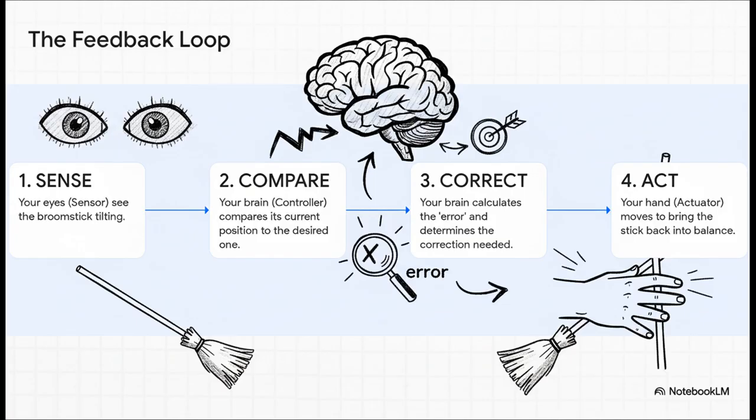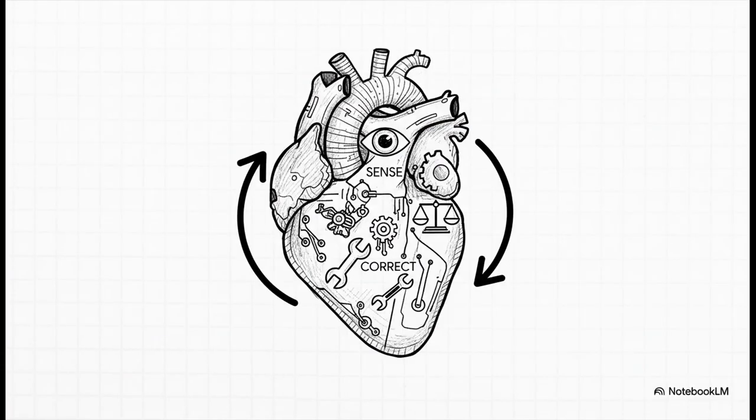And finally, your brain sends a command to your hand, the actuator, telling it exactly how to move to fix the problem. And that's step 4, act. And that's the whole shebang. Sense, compare, correct, act. That simple 4-step loop is the engine driving pretty much every single modern control system out there. It's so simple, but so incredibly powerful.